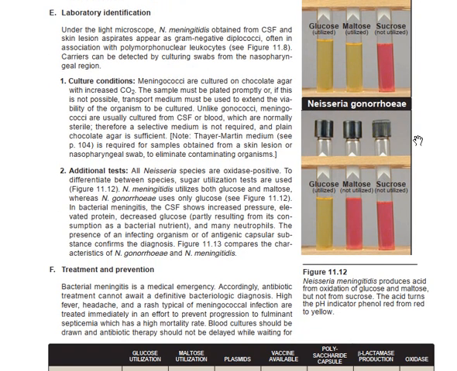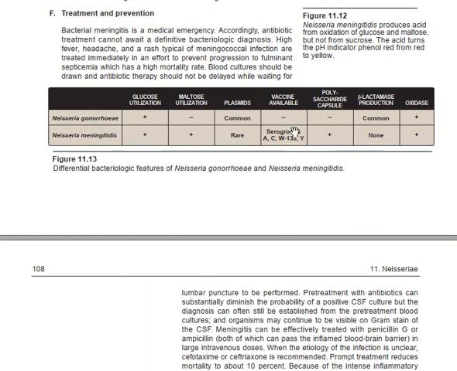Now in case of gonorrhea, you need to know that acid is going to be produced from glucose in Neisseria gonorrhoeae. Is it clear? But not in case of maltose and sucrose. For glucose, Neisseria gonorrhoeae is going to produce an acid. Maltose, no acid is going to be produced. That's why phenol red still remains red. And for sucrose, phenol red still remains red because no acid is going to be produced.